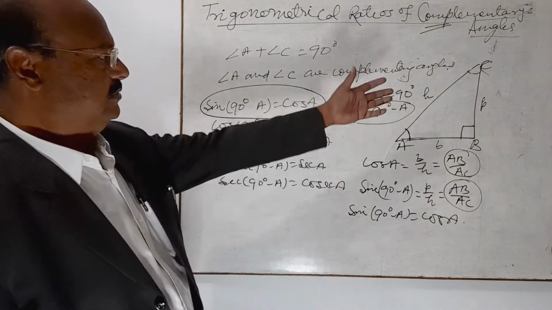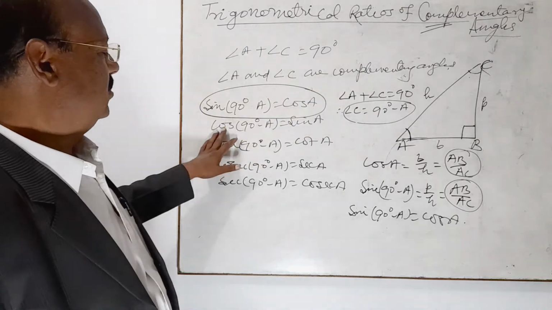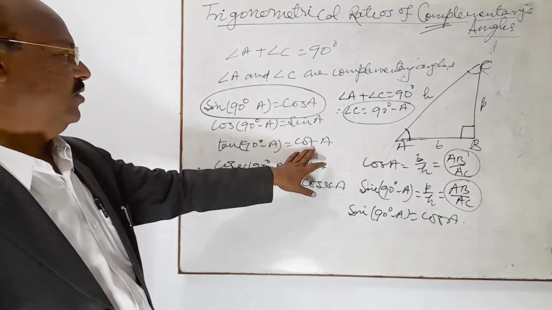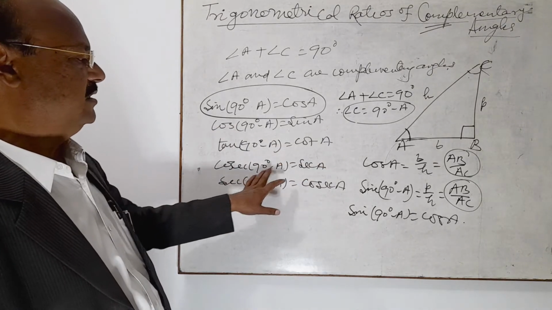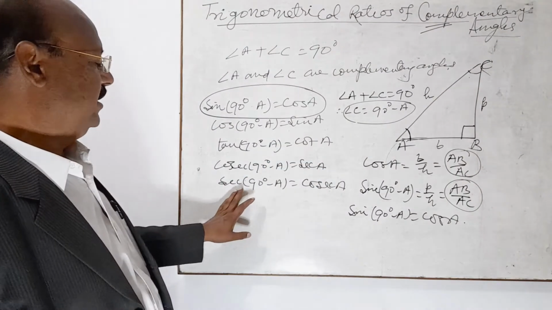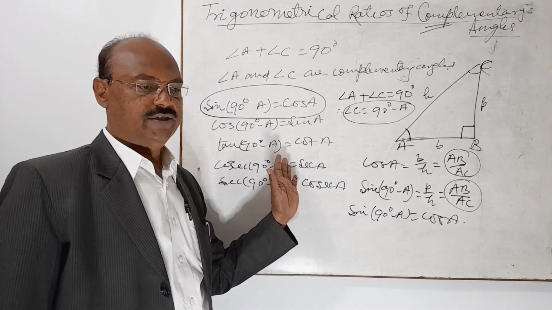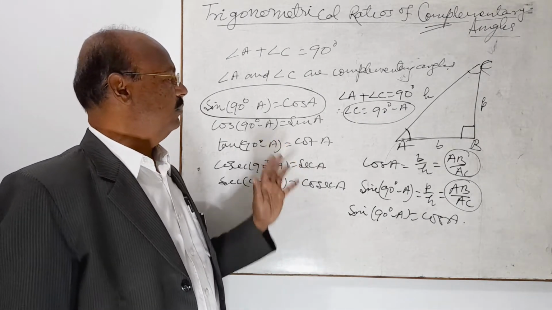So it has been verified that sine of 90 degrees minus A is equal to cos A. In the same fashion, you can prove that cos of 90 degrees minus A is sine A, tan of 90 degrees minus A is cot A, cosec of 90 degrees minus A is equal to sec A, and sec of 90 degrees minus A is equal to cosec A. Very simple to understand. Now let us do some problems.